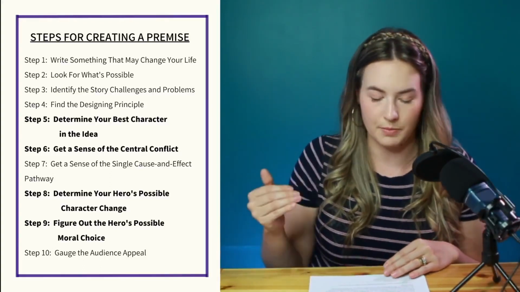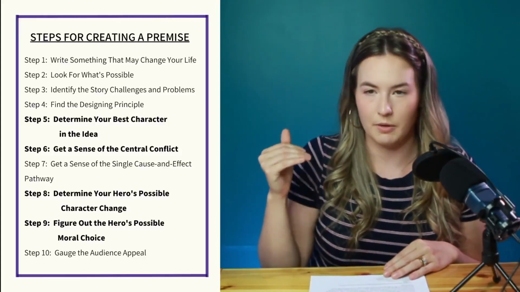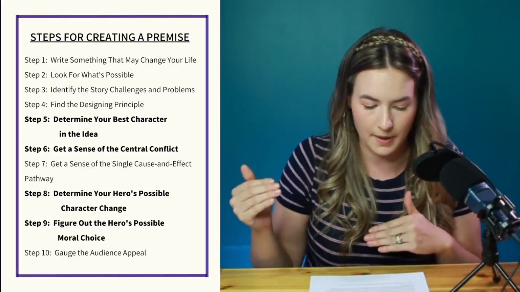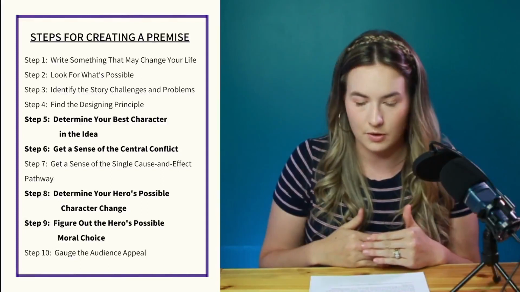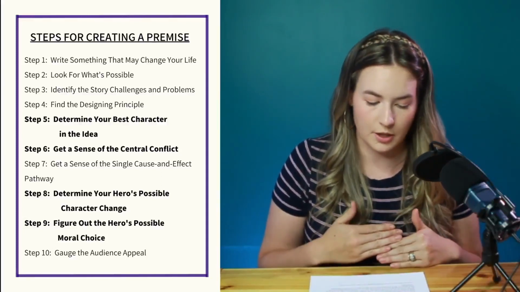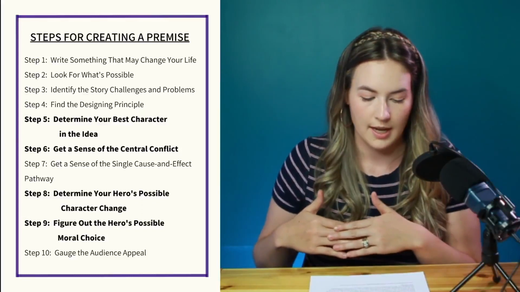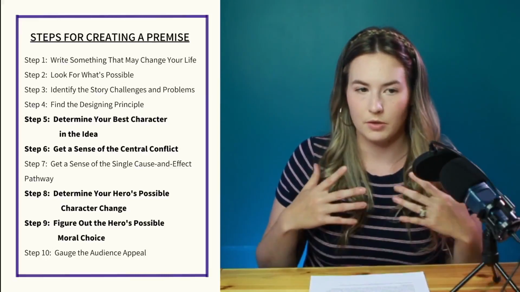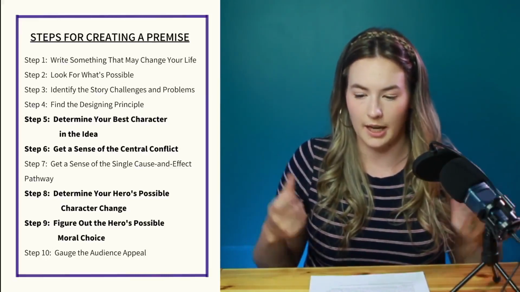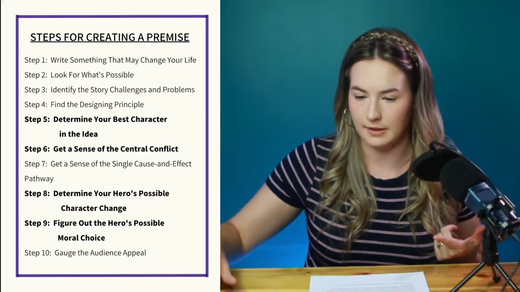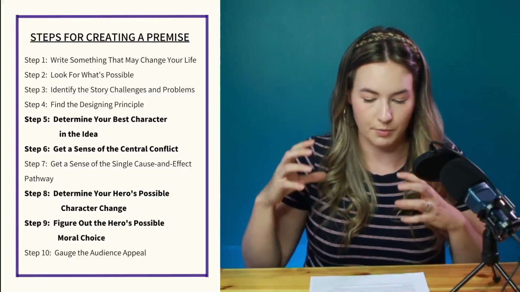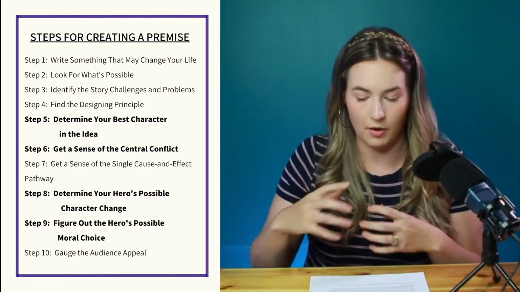About halfway through this process, we hit determine your best character. We hit the introduction of the protagonist in the development process. There's determine your best character as part of the process, get a sense of the central conflict, and then a little bit further down you get determine your hero's possible character change, and then figure out your hero's possible moral choice. So the first step is going to be developing your character out of the central conflict, because, and this is what John Truby is laying out, the premise hangs on the hero. That is story. That's the way that it works.